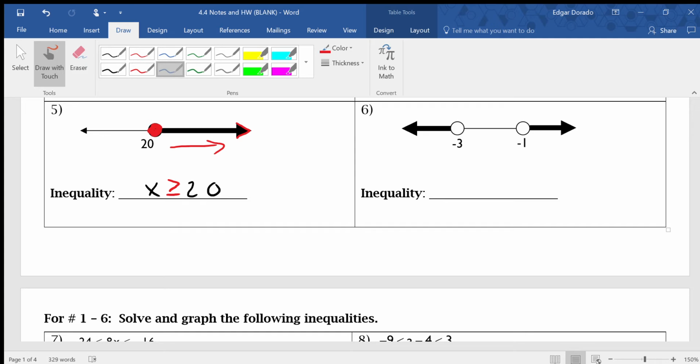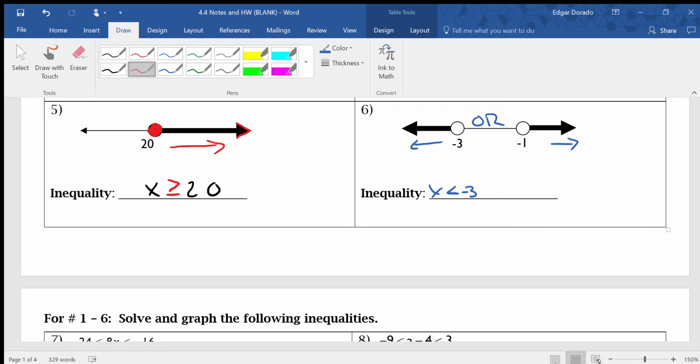Finally, problem number 6, we're shading both to the left and to the right. And again, there's a gap there, so that's an or statement. So I'm going to write x and -3 right away. Which way am I shading? I'm shading to the left of -3, which is less than, and because it's an open circle, I don't need an equal to sign underneath. So actually, let me rewrite that part. There we go, that's much better.